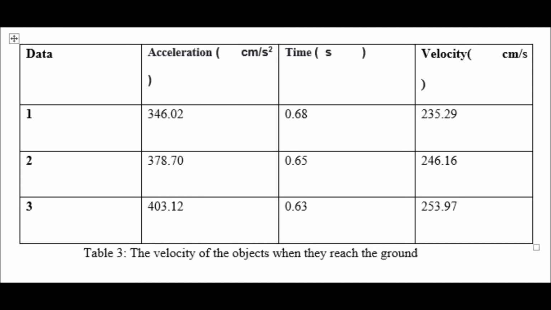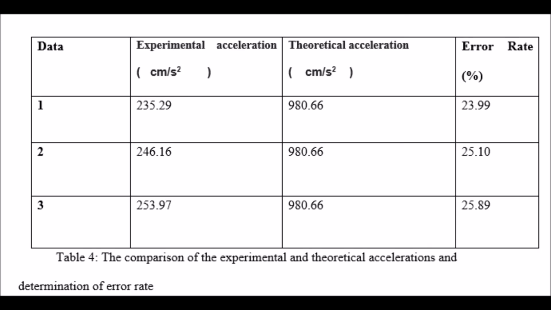According to table 4, the error rate, which is approximately 25% for all objects, is not negligible since in experimental acceleration there are two forces being exerted on the object, whereas when measuring the theoretical acceleration, the air drag force is not considered.